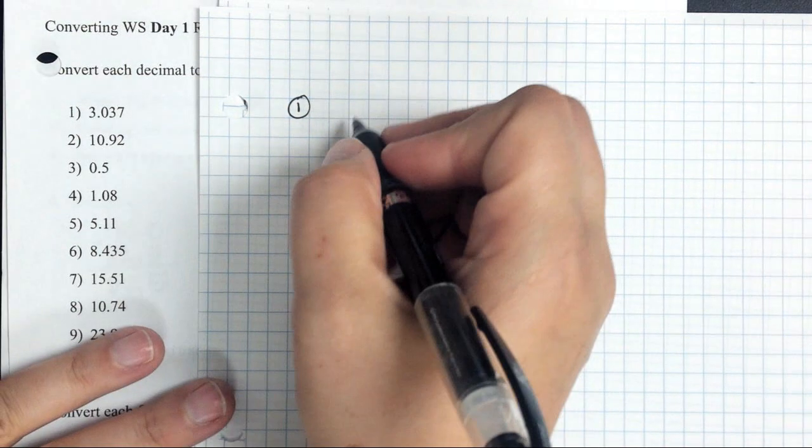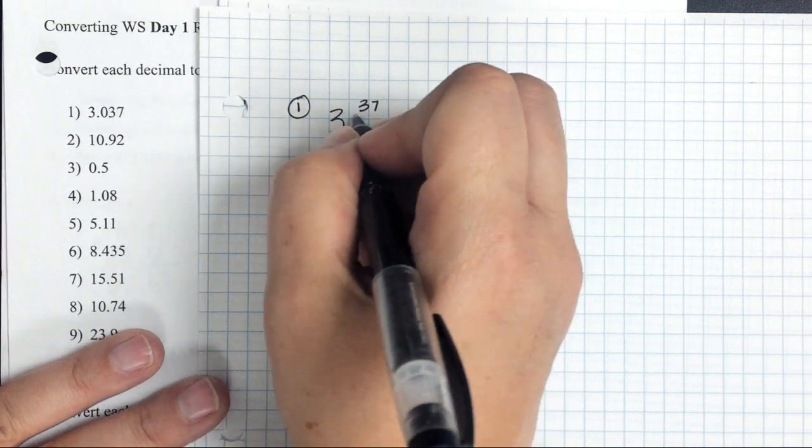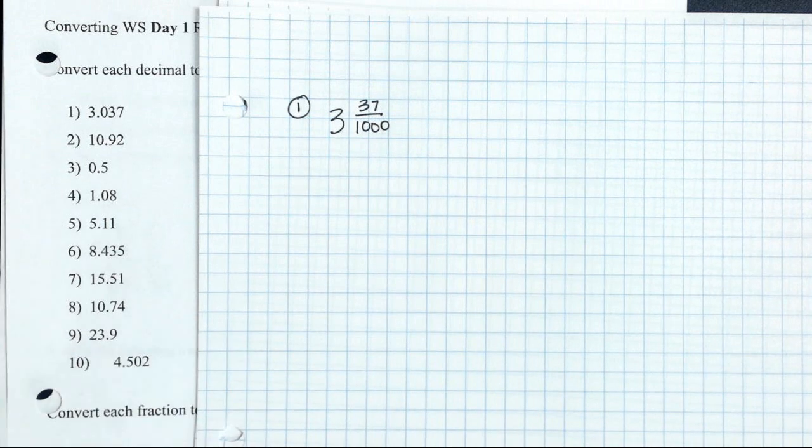You're right. Absolutely. So I'm going to write exactly what she just said. 3 and 37 thousandths. Now, when we look at that fraction, do I have any number that can go into both 37 and 1,000? No, because 37 is what kind of number? It is odd, but it's also prime. Very good. It is, because there's no other factors of 37, just 1 and 37.